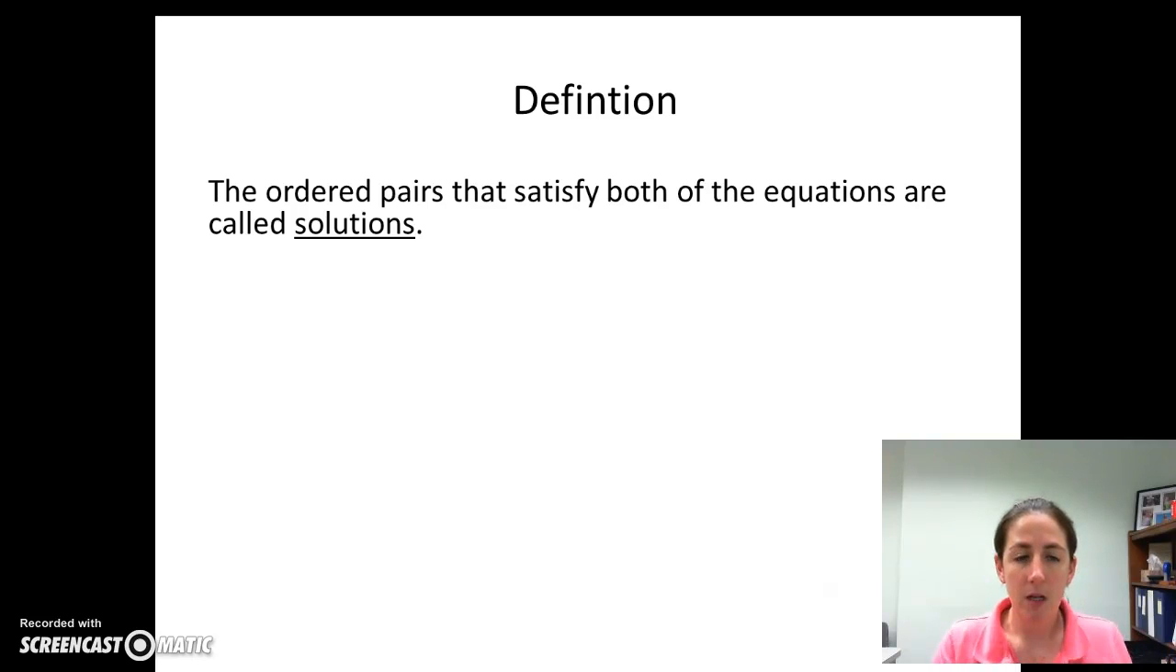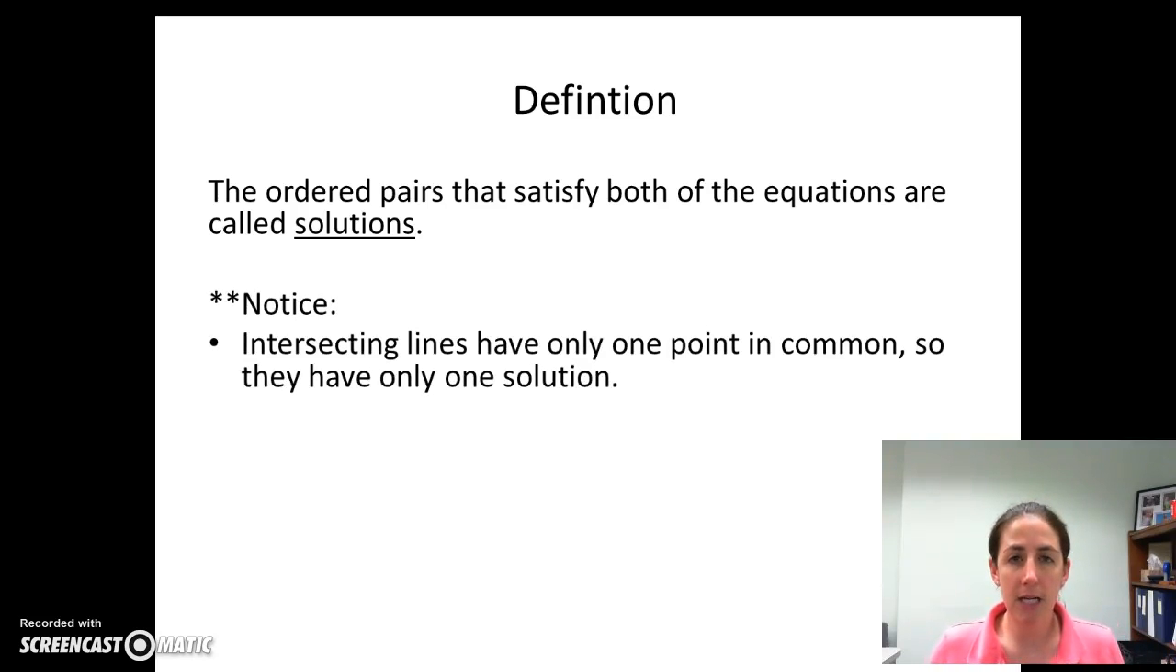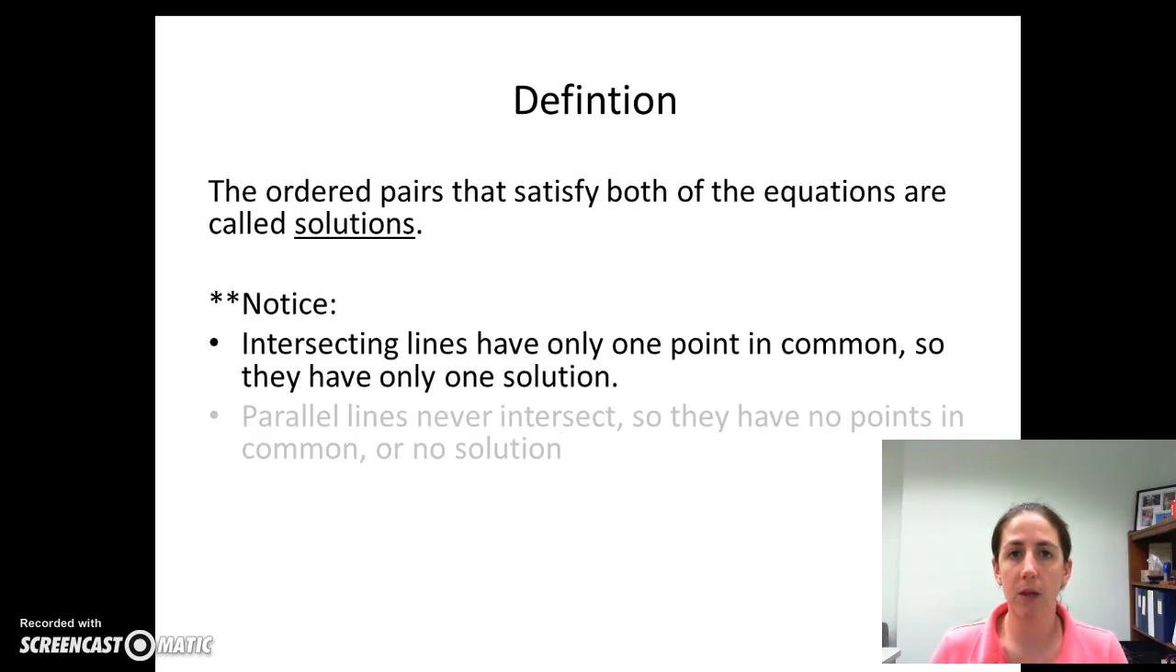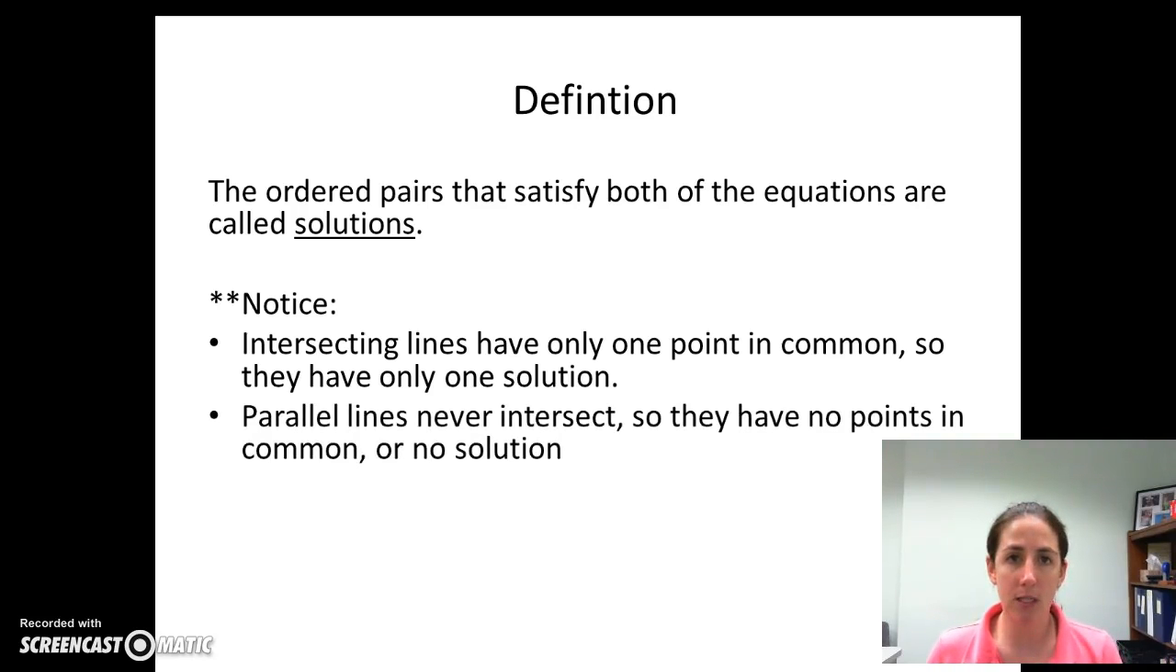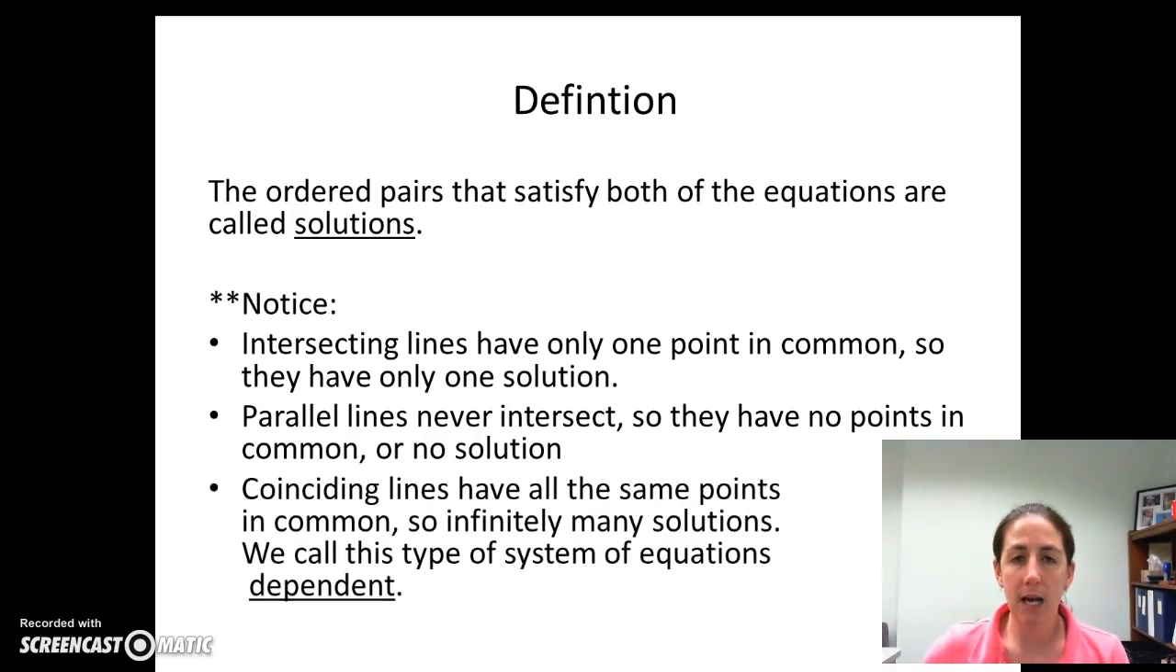All of them. So if you'll notice, intersecting lines have 1 point in common, which means they have one solution. Parallel lines have no points in common, so we say they have no solution. And coinciding lines have all the same points in common, so we say they have infinitely many solutions. We call this type of system of equations dependent.